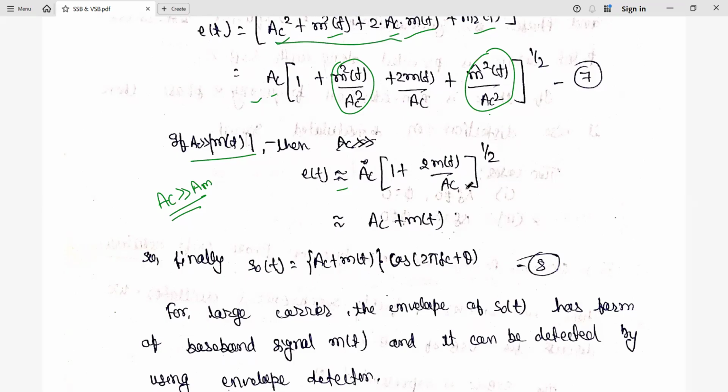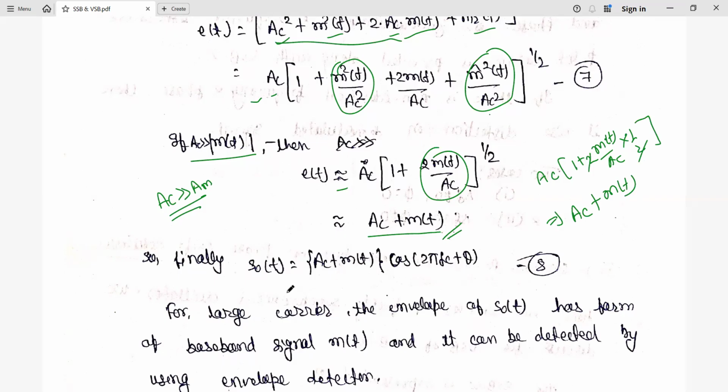Again, with the help of binomial expansion, if this part is small, we can write AC plus 2m of t by AC. So finally, if you expand this one, AC is outside. So we'll have 1 plus m of t by AC, and this 2 is here. By the help of binomial expansion, this 2 will get cancelled. So finally, when you expand, we'll have AC plus m of t. So this is the approximate value we have obtained. Now we have the E of t value as AC plus m of t.